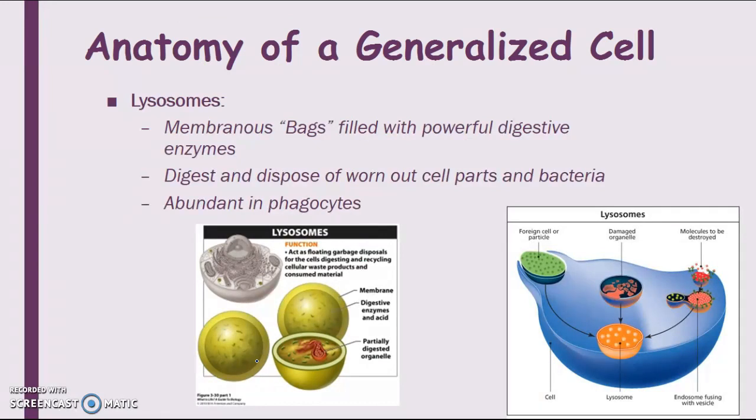All right, lysosomes. Lysosomes are just kind of vesicles, they're membranous bags, and they're filled with really powerful digestive enzymes. We often call this the garbage disposal of the cell because it's going to dispose of any worn out organelles, and then it's also going to take care of bacteria. We often find these in phagocytes, which are a type of white blood cell. So phagocytes will go and really capture these bacteria, bring them inside, and just devour them.